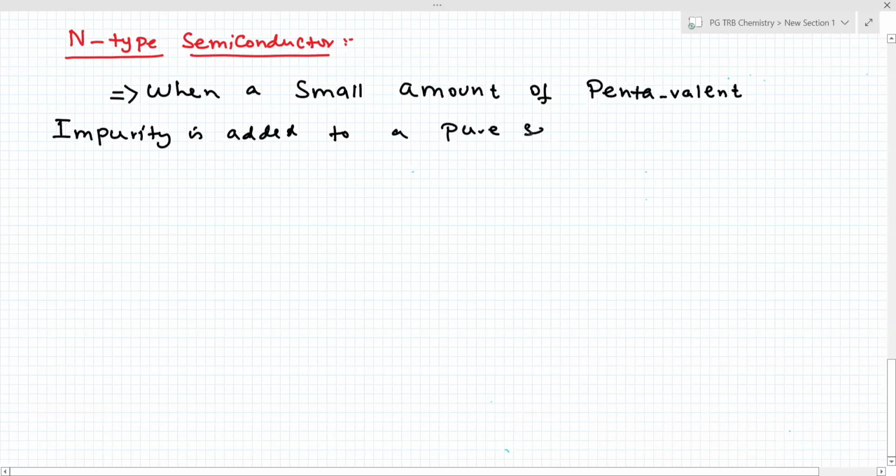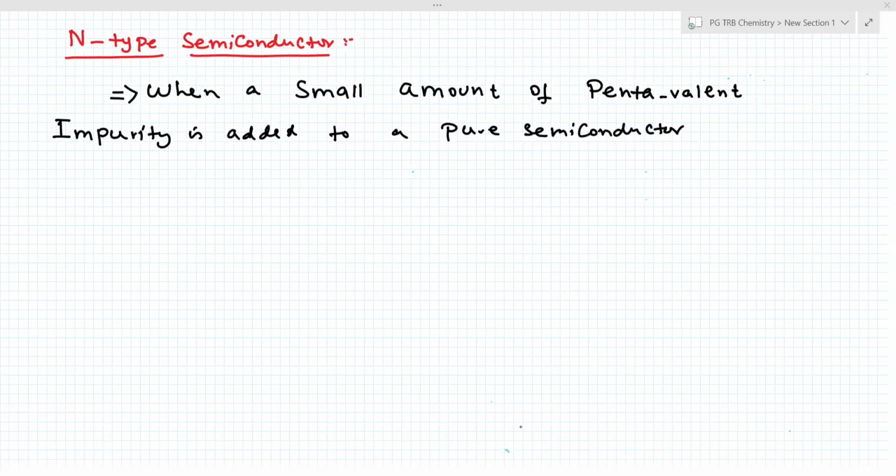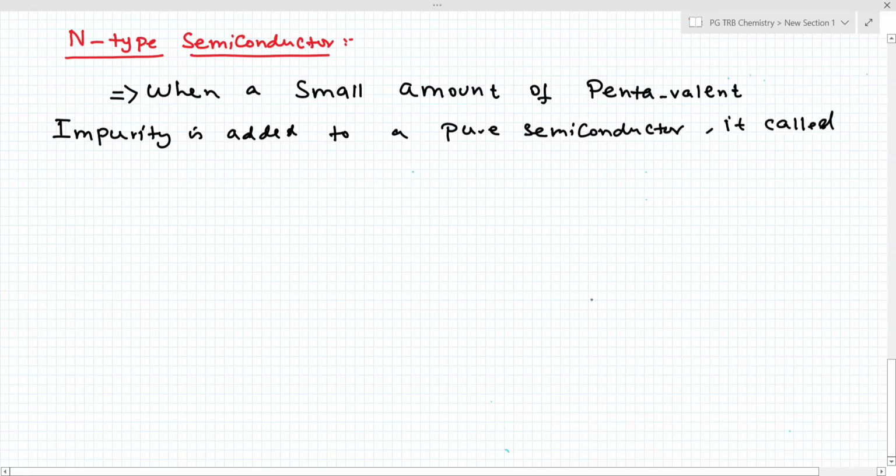What is meant by a pure semiconductor, students? If you're not willing to speak, you can chat, okay? What is a pure semiconductor? Nothing but which atom? Pure silicon, sir. Carbon, silicon. Silicon, right? Good. It is called an N-type semiconductor.